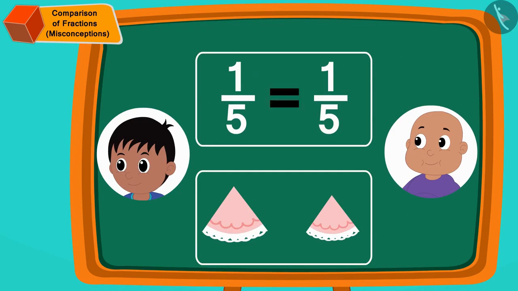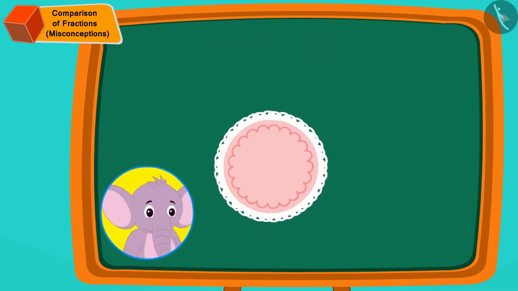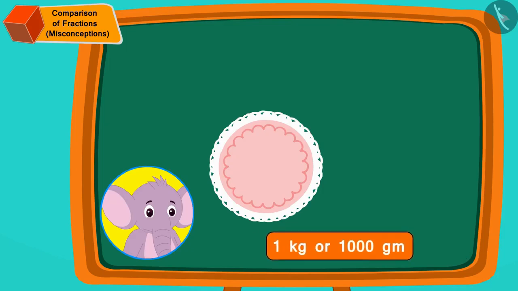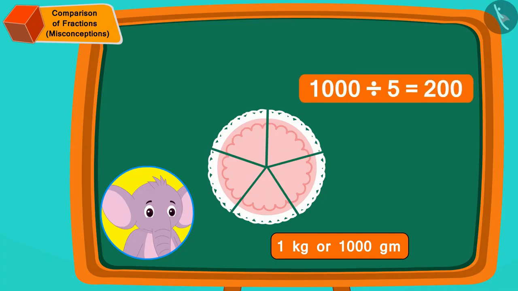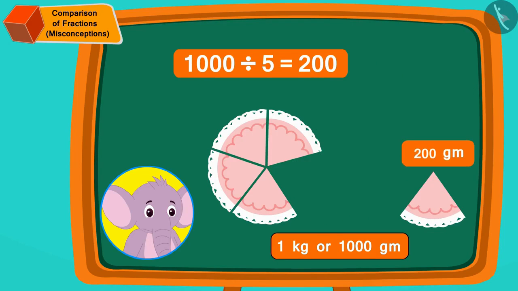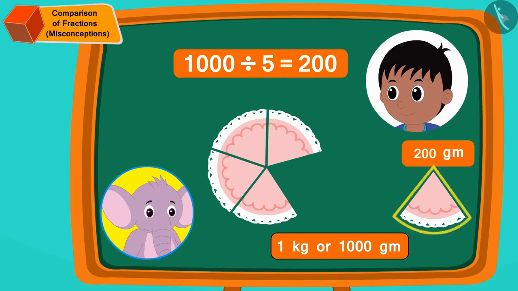But is the amount of cake they got also the same? Appu's cake is 1 kg or 1000 grams. Now, if we divide it into 5 equal parts, then how many grams is each part? Exactly. Every part is 1000 divided by 5 or 200 grams. In this way, Raju got 1 portion of Appu's cake or 200 grams of cake.